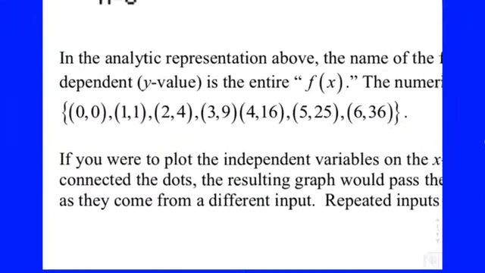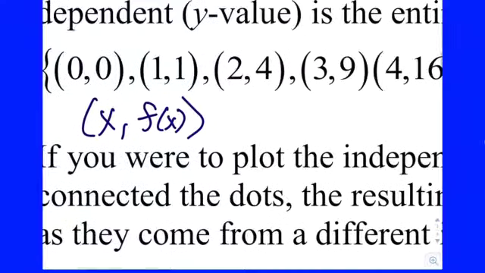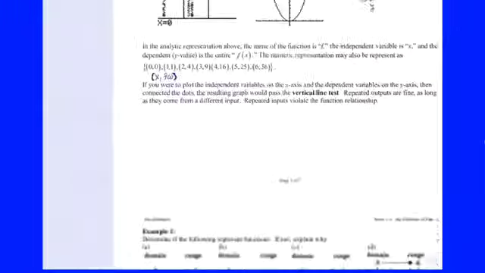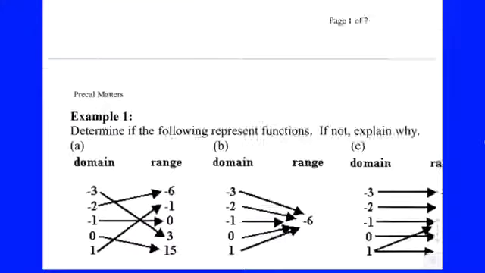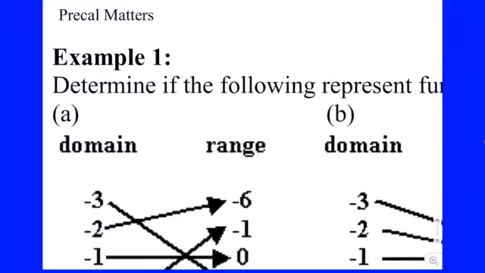Here's another version of the numeric representation of the same function. We can list it as a set, notice the braces, of ordered pairs, x comma f of x. These are all of the form x comma f of x. Now be careful when we're talking about ordered pairs, in the context of the problem, we're not talking about intervals, okay? Non-inclusive intervals. Okay, so the first thing we're going to do for the first couple of examples is determine if the representation that's given actually represents a function.